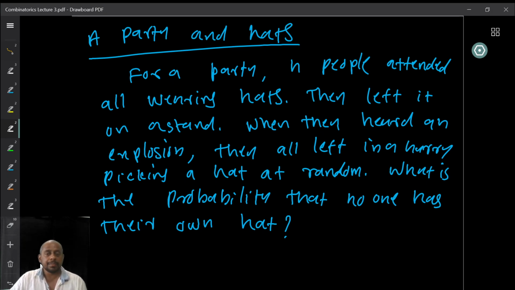Now the question is, what is the probability that nobody got their own hat? Right? Everybody got a hat that is different from theirs. So to do this, we can again use the principle of inclusion and exclusion to find this probability. So how do we do that?